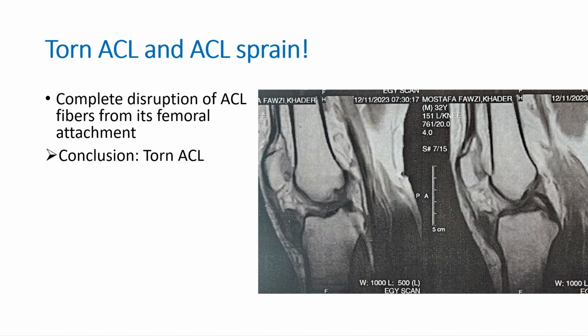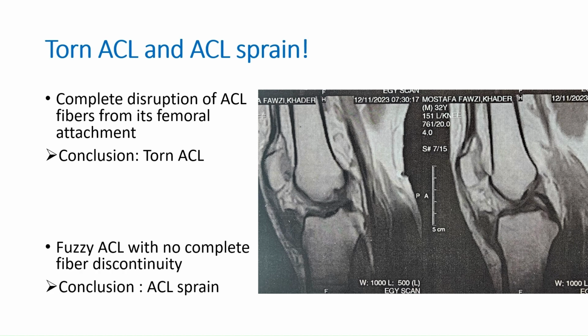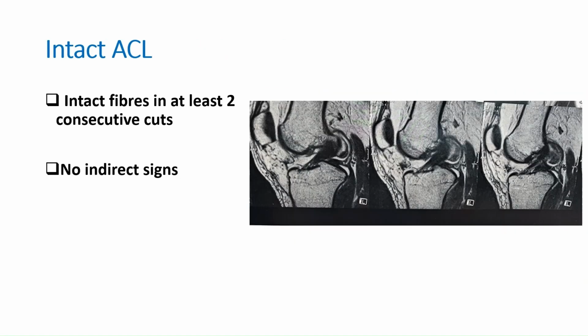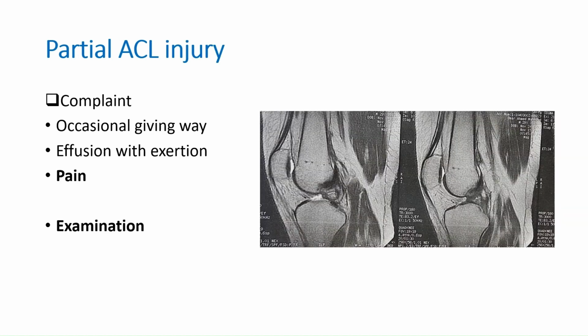But in cases like this one, we can see some continuity of the fibers reaching to the femur with a thin and fuzzy ACL. This is what we call partial ACL tear. Sometimes in the MRI reports they write ACL sprain, which is a relatively inaccurate term. To have a completely intact ACL, we should see intact fibers from the tibia reaching to the femur in at least 2 consecutive cuts and no indirect signs.